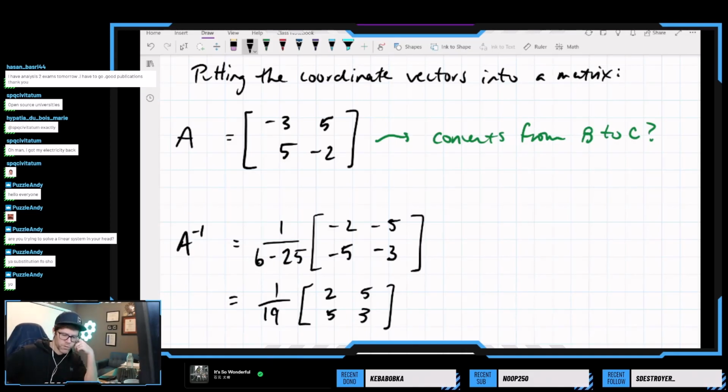So one of these goes from B to C. One of these goes from C to B. And I know because these are inverses of each other, then when we multiply these, we should get the identity matrix. That's fine. But which is it, and could I figure it out?